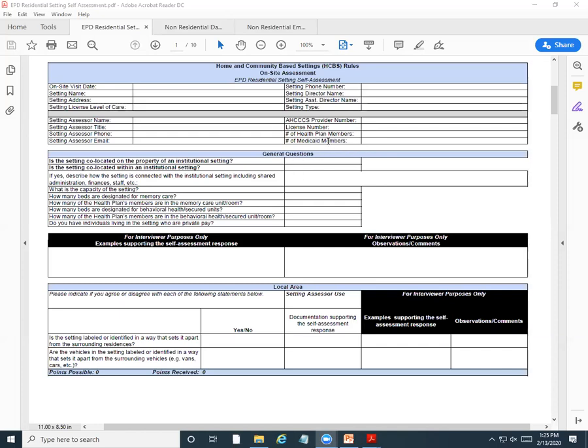After the demographics part, we jump into these 2 key questions. You can see that they are bolded. That is because we feel that they are an indication of a setting that may need to be submitted for heightened scrutiny. These are the 2 questions about being co-located on the property or within an institutional setting. Answering yes to these does not mean you have failed. It just means that we may need to go on site ourselves or come up with some creative solutions on how you can become compliant with the HCBS rules.